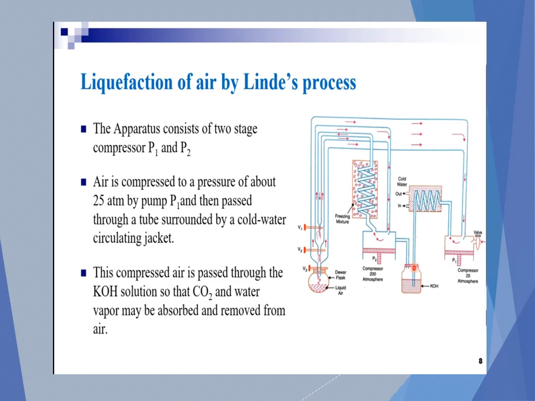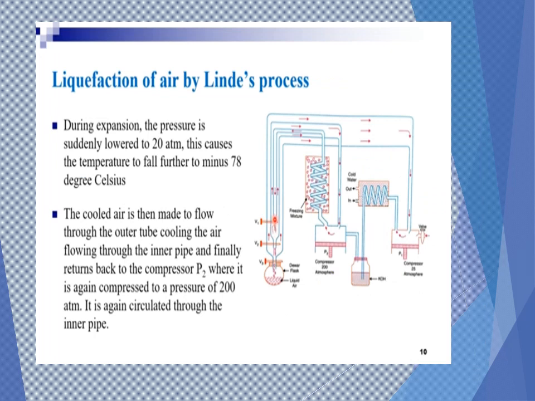It passes through the nozzle V1 and is further cooled. During expansion, the pressure is suddenly lowered to 20 atmospheres. This causes the temperature to fall further to minus 70 degrees Celsius. The cooled air is then made to flow through the outer tube, cooling the air flowing through the inner pipe, and finally returns to the compressor P2, where it is again compressed to a pressure of 200 atmospheres. It is again circulated through the inner pipe.